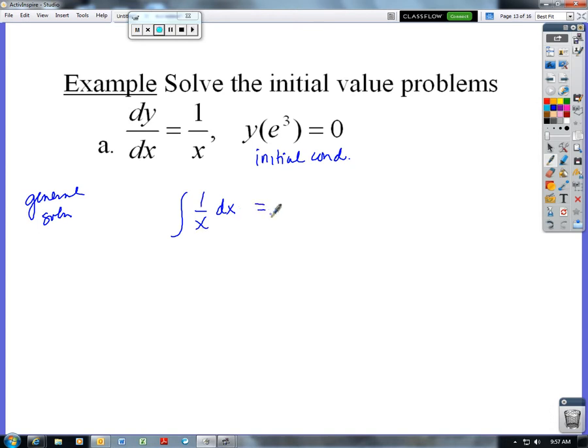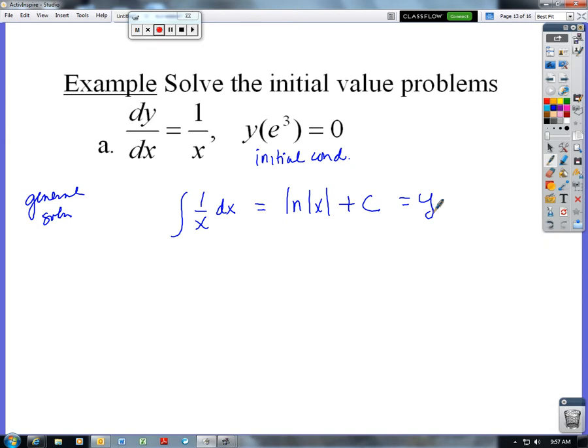So the antiderivative of that is natural log of x, and then plus c. So this is our general solution. It includes all the possible solutions. And by the way, that's going to equal y, or f of x. I'll just put y here because that's what we use.